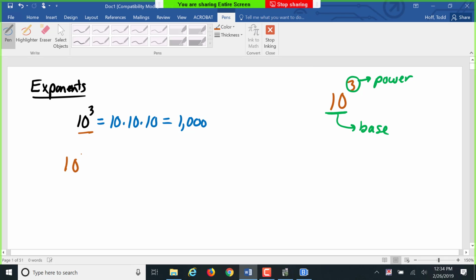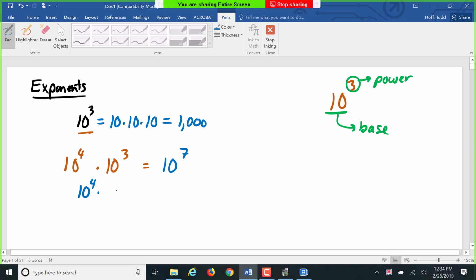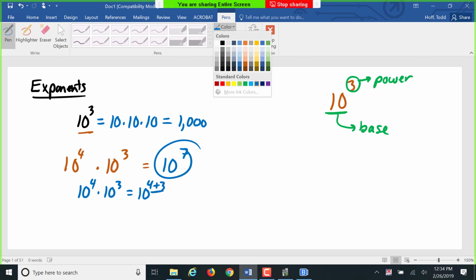So if I have like 10 to the fourth times 10 to the third, many of you probably already know the rule for that. What's that end up being? 10 to the seventh. Good. When we're multiplying exponents with the same base, we add the exponents. 10 to the fourth times 10 to the third is 10 to the 4 plus 3, or 10 to the 7th.